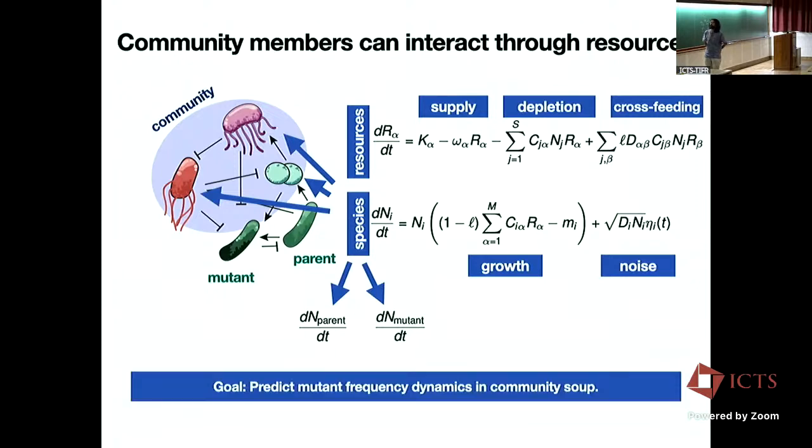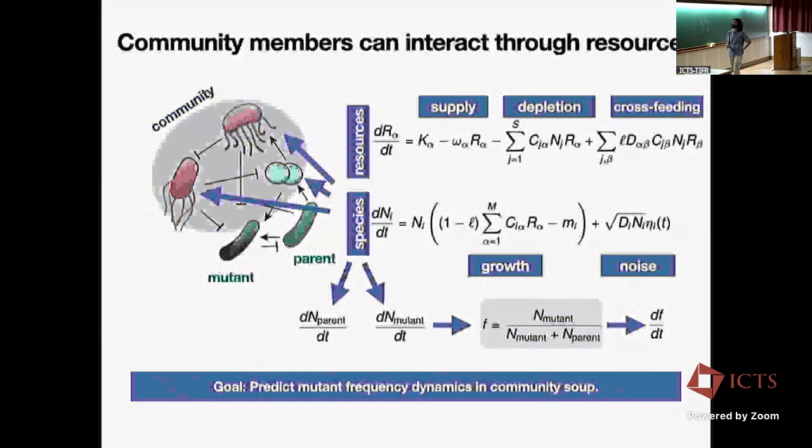And then essentially your goal is to predict the mutant's frequency dynamics in the soup of this community. What I mean by that is that you can write down a frequency, which is the frequency of the mutant, and this is nothing but the relative abundance of the mutant in the parent-mutant soup. And your goal is to come up with the dynamics of the frequency of this mutant.